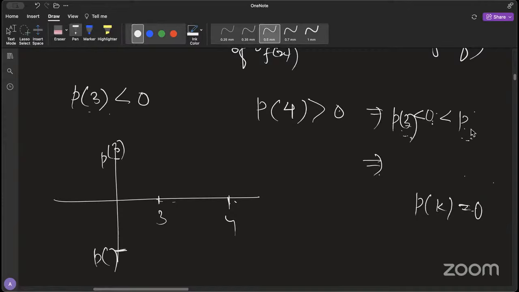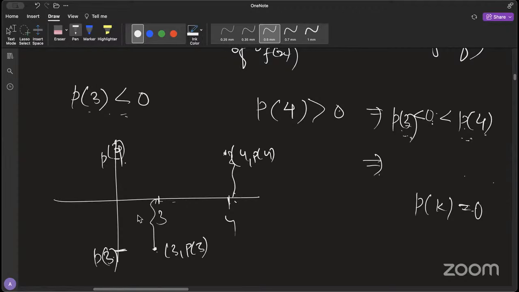At P3 here you'll have P4. If at P3 you have a positive value here, at P4 you have a negative value, right? P4 is less than 0. That means the height should be negative here for P4. This should be the point 3 comma P3, and the height is P3. This one is P4, and this point, let's say, is 4 comma P4, right? So this height is P4.